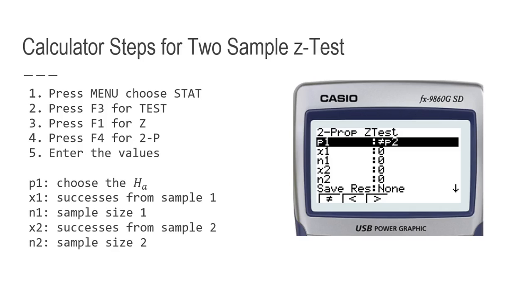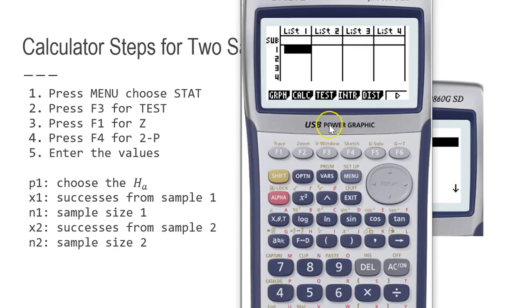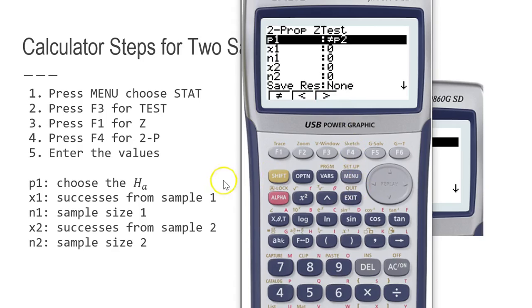Okay, and here are our calculator steps. We're in that same menu, stat, test. We're going to pick Z, and then this time we want two proportions. So last unit we did 1P, this unit we're going to do 2P. And then similar to before, we choose our alternative hypothesis, and then enter the numbers for X1, N1, X2, N2.